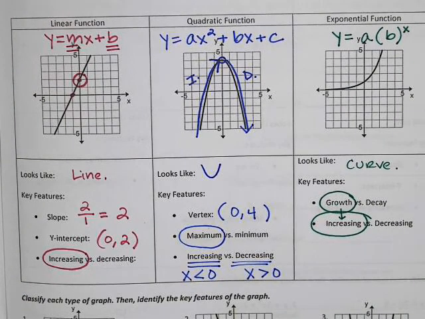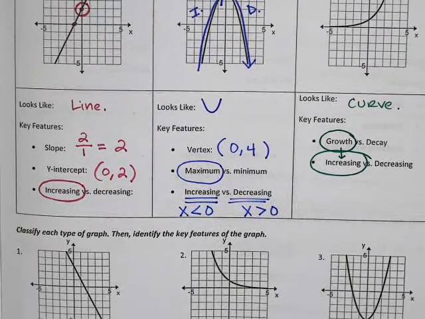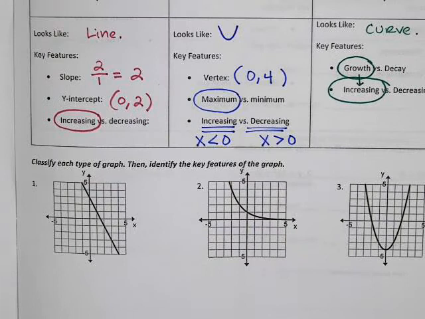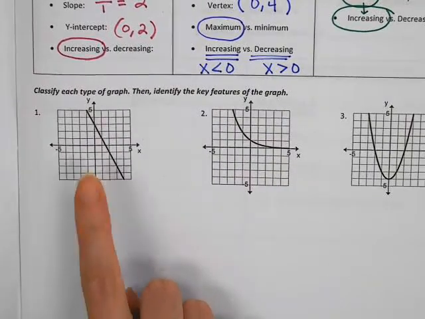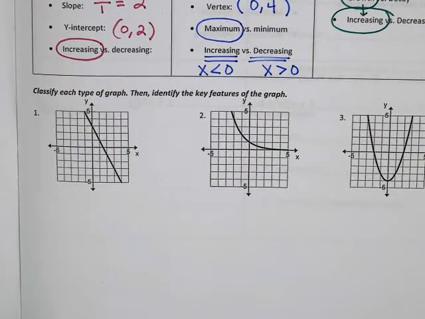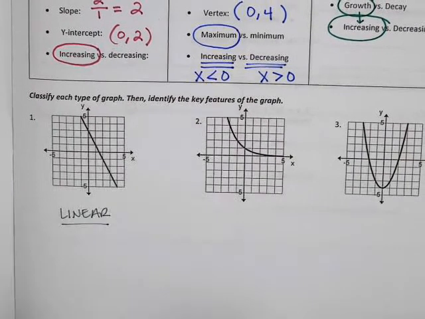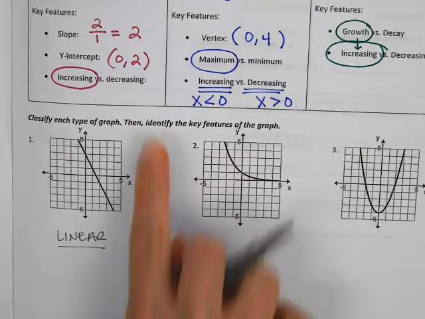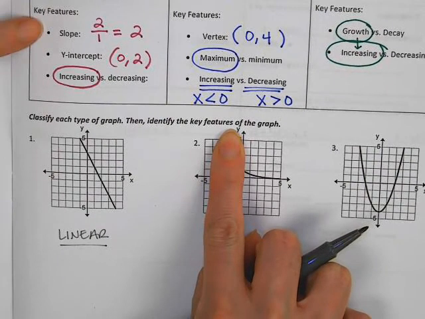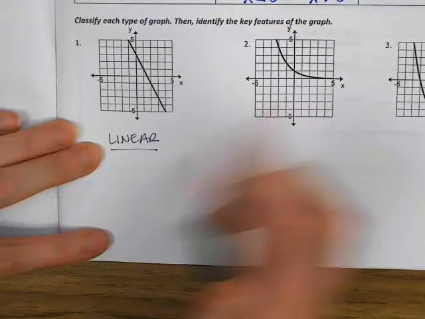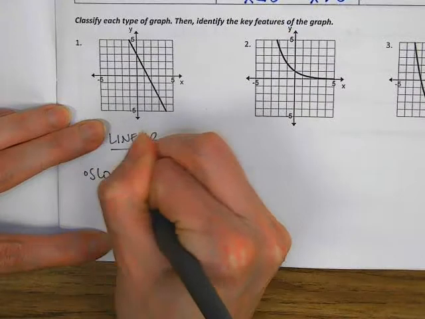And then let's try one example on the front and one example on the back. All right, so like number 1, it says classify the graph. So you guys tell me for number 1, is this linear, quadratic, or exponential? Well, okay, duh, it's a line, so this would be linear. And then if you put down linear, it says identify the key features, so you're going to need to tell me these 3 things.